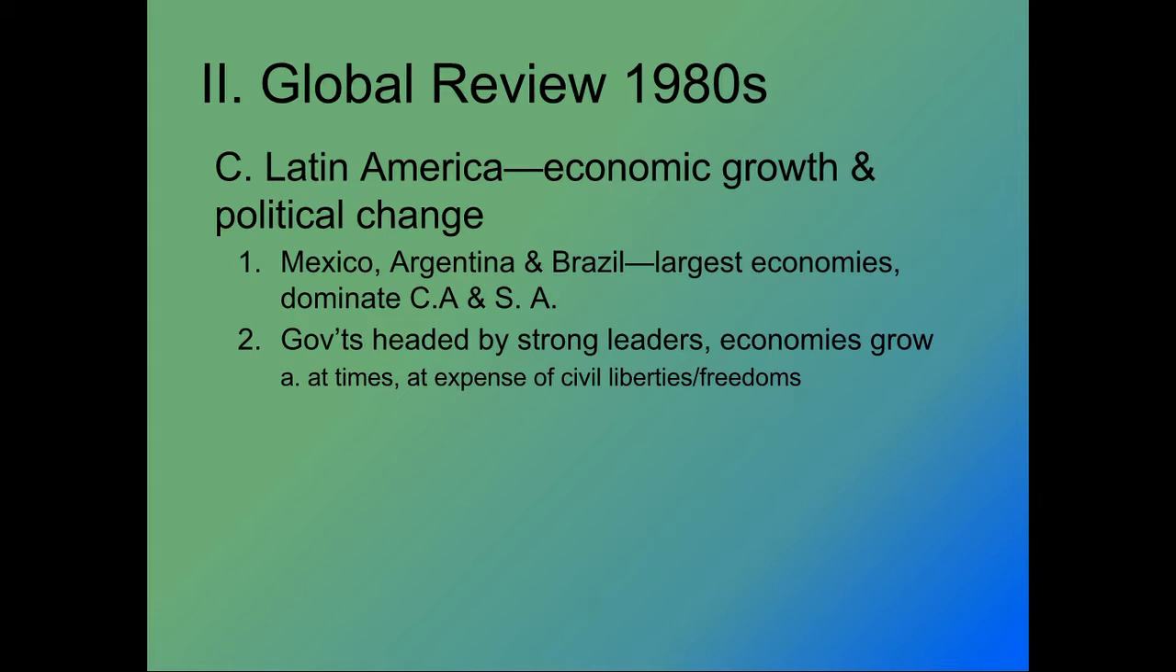So you might be able to put more food on your table, but you might not be able to say something bad about the government. So you win some, you lose some. But, you know, we're definitely seeing growth, which, you know, is not bad.